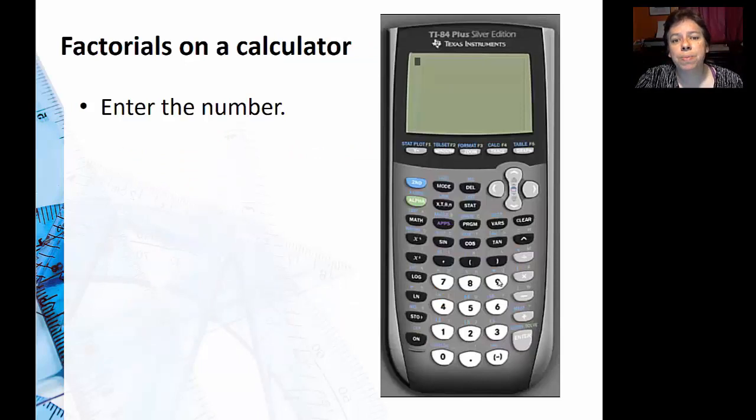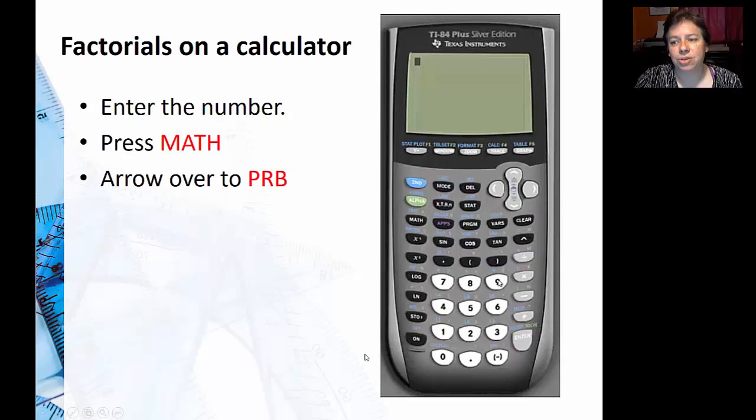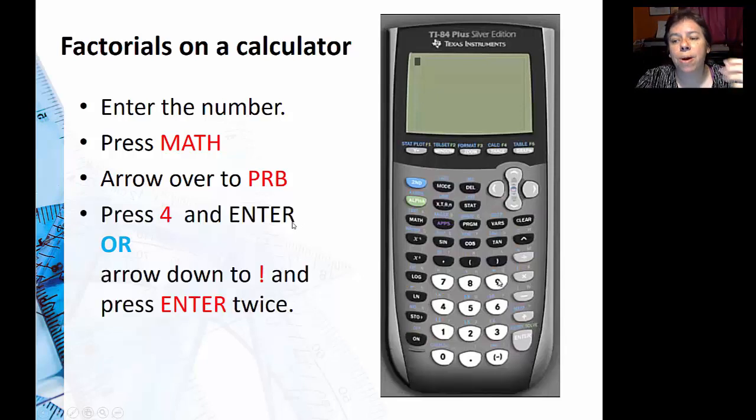We're going to enter the number, then press math and move over to the probability section. Then I'm going to press 4, and it goes really quick. Or I can arrow down twice to the exclamation mark, which means factorial, and press enter twice. All right, so let me go ahead and show you how to do it.